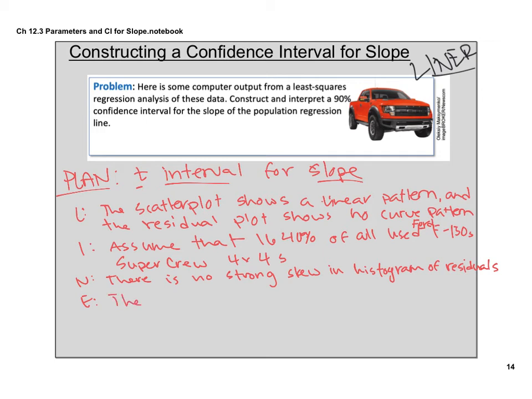So the scatter of points around resid equaling 0 appears to be about the same for all x values.